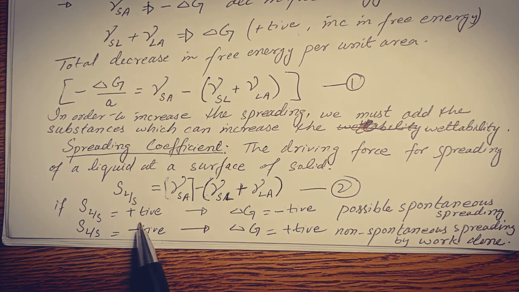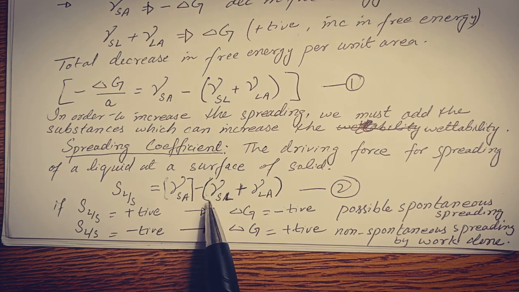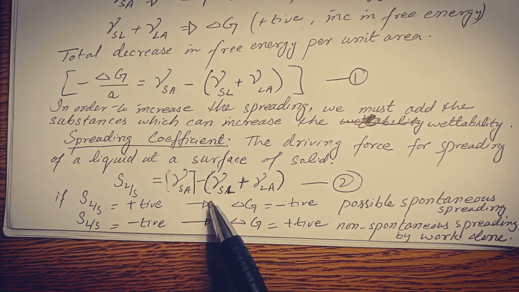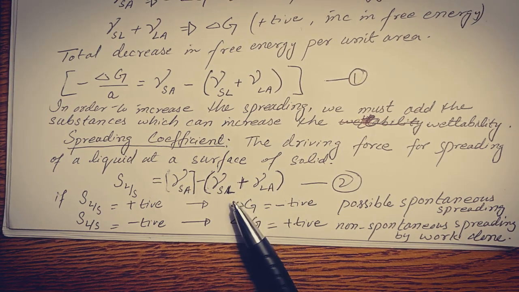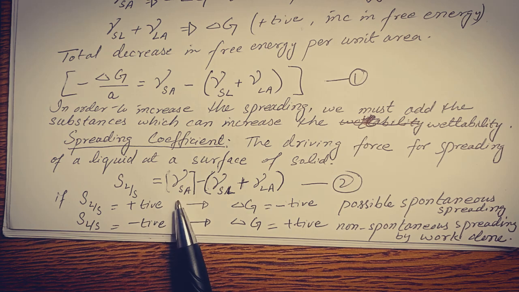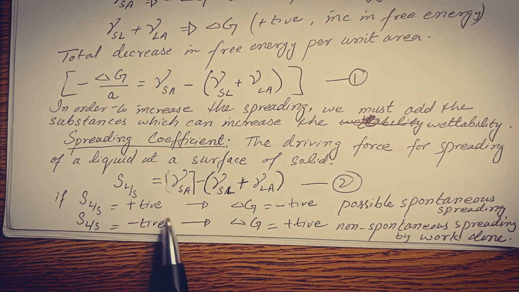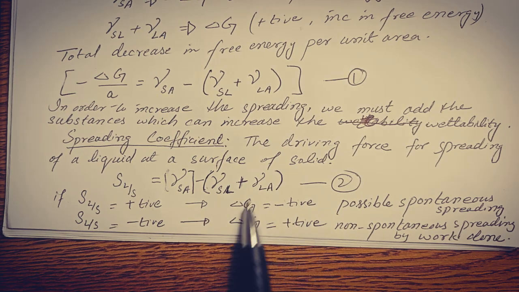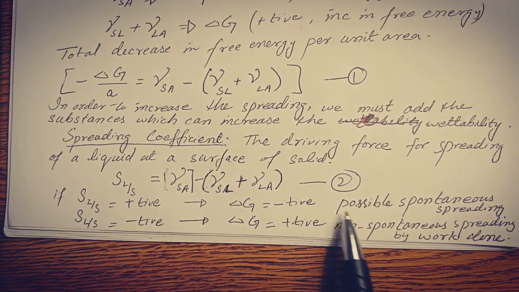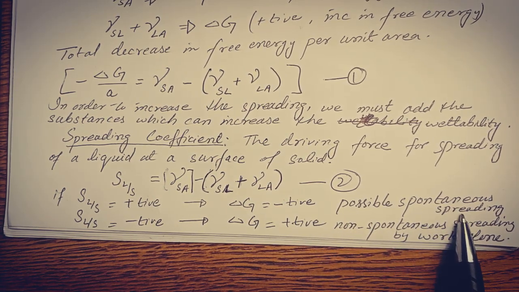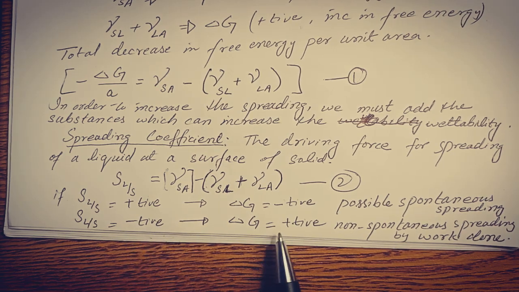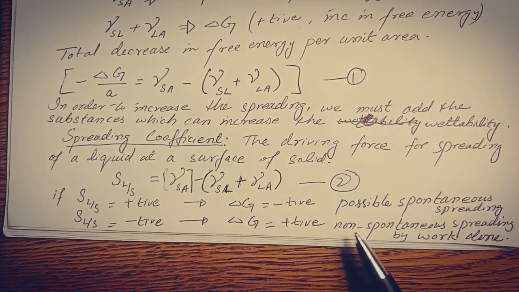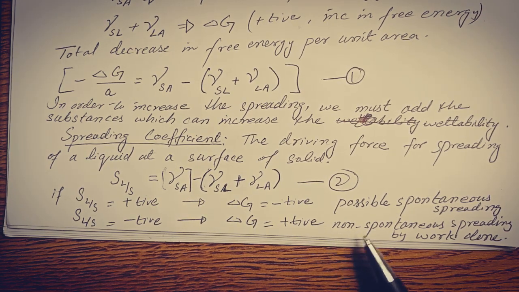If the spreading coefficient is positive, it means that the surface tension, that is actually the sum of the surface tensions developed after spreading, must be lower than the value of surface tension that is existing before. Whereas if the value of the spreading coefficient is positive, then the Gibbs free energy value will be negative. So a negative value of free energy exhibits possible spontaneous spreading, whereas a negative value of spreading coefficient gives a positive free energy, from equation number 1. So this will predict non-spontaneous spreading. For this kind of spreading we need to do work.